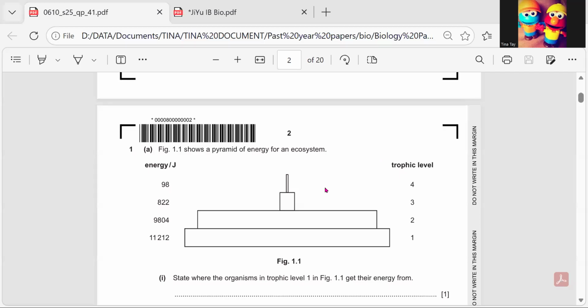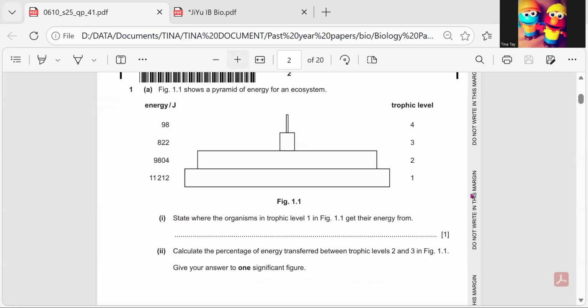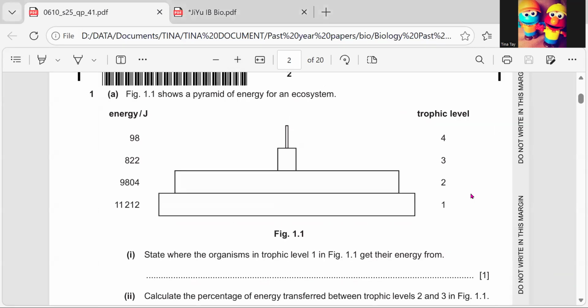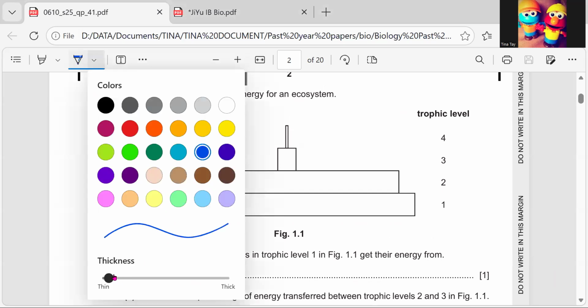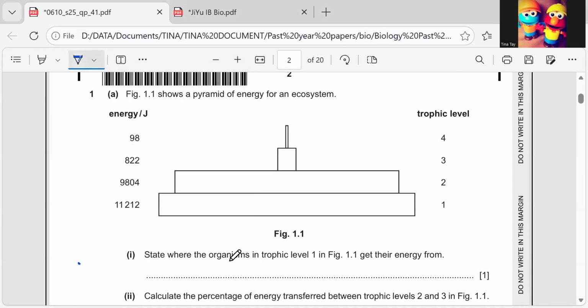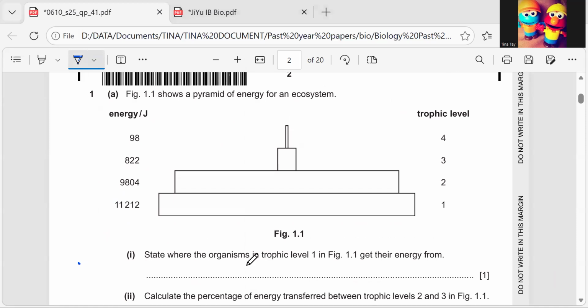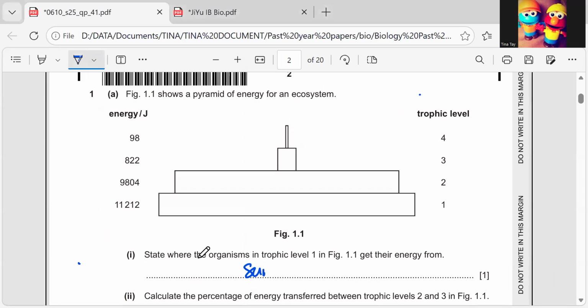Okay, so let's see the answer to this paper. State where the organisms in trophic level 1 get their energy from. So trophic level 1 is the producer, right? So they get it from the sun. Okay, I hope you got it correct, right?